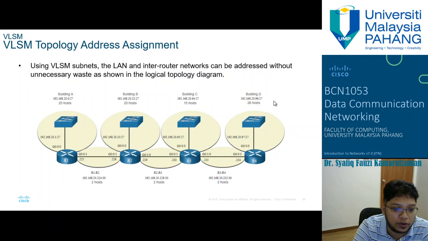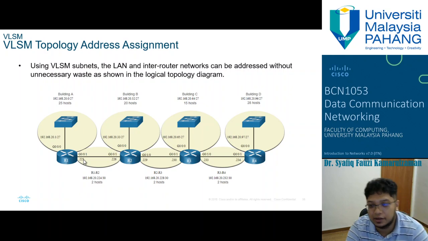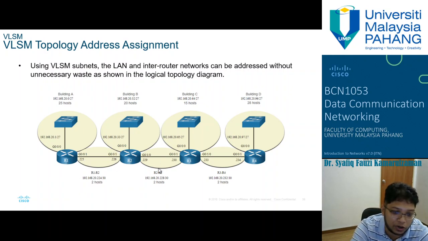When you have VLSM, usually we have a smaller prefix to address a bigger network and a larger prefix to address a smaller network. For example, for your routers, especially for a connection of 2 routers, they have a smaller network which is /30, with only 2 hosts available. Originally they were represented as one last network, but we split it into 3. So in case something happens to one network, it will not interfere with the other networks.